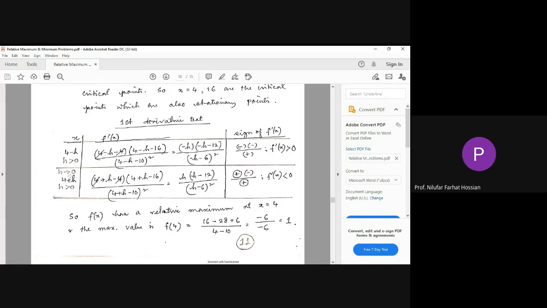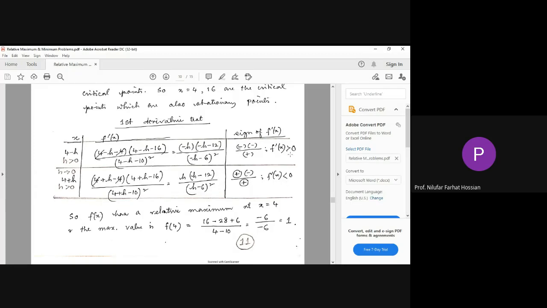Now let us check for x equal to 4 plus h. So 4 plus h minus 4, 4 plus h minus 16, divided by 4 plus h minus 10 whole square. So this becomes simply h, and here h minus 12. So h gives you a positive sign, and h minus 12 will be negative because h is positive and h is a very, very small number. So this factor will give you a negative number. So positive into negative divided by, definitely, a positive number. So ultimately the sign of the derivative becomes negative. Negative by positive, so negative.